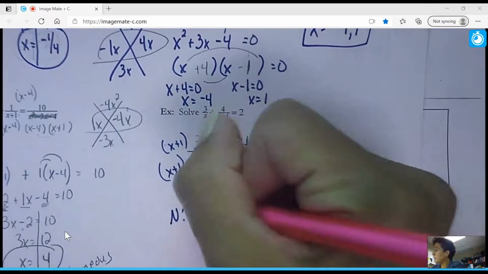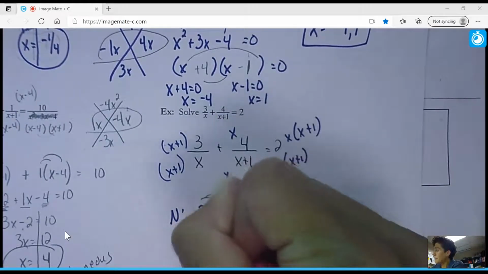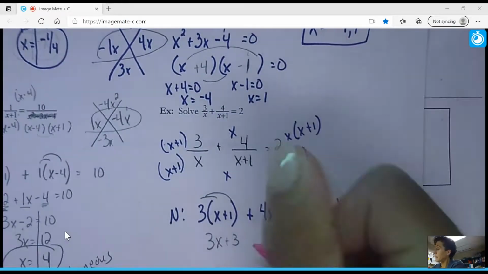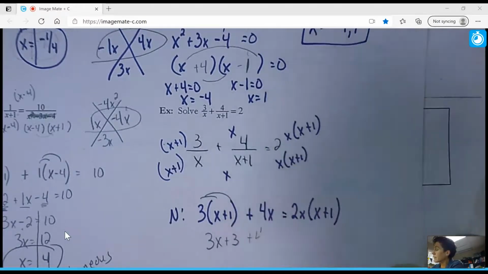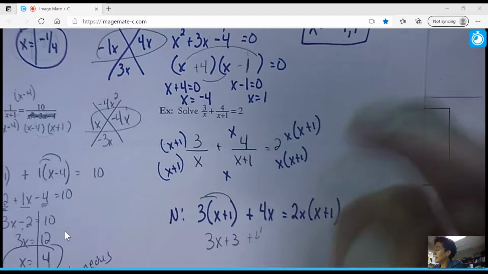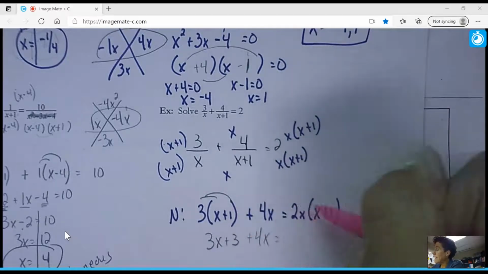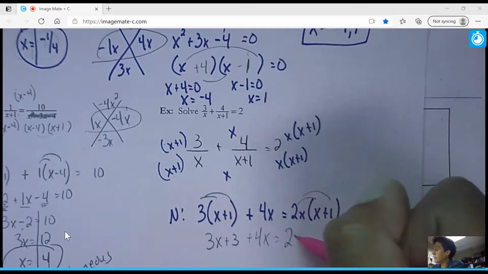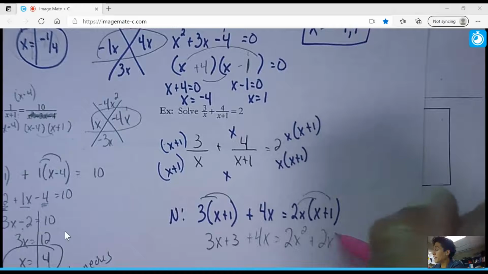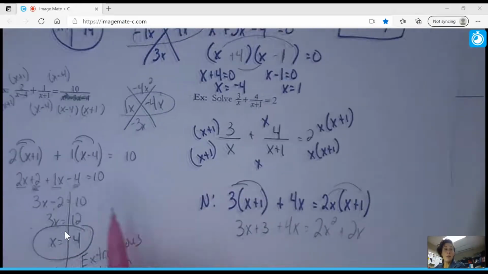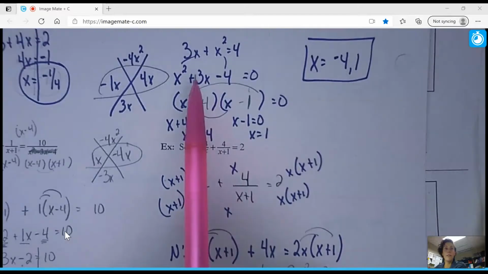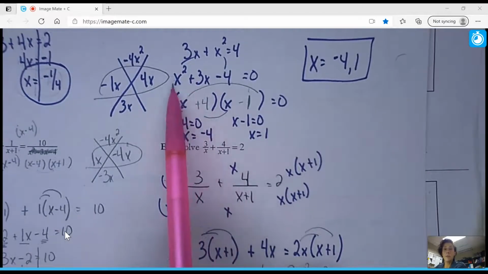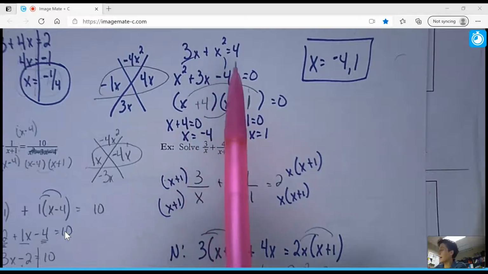I'm going to distribute. So I get 3x plus 3. There's the 4x. And then I'll distribute my 2x through, so I get 2x squared plus 2x. And now comparing this to over here, this had one type of x, this has more than one type of x. So we're going to have to get it into standard form. Just like before, it needs to equal 0. We want the highest exponent, then the next, till we get to the constant.